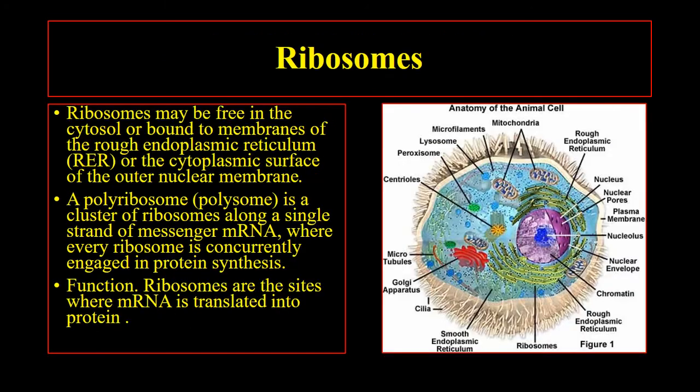Ribosomes may be free in the cytosol or bound to membranes of the rough endoplasmic reticulum. We said so, in this situation the endoplasmic reticulum would be called rough endoplasmic reticulum, or the cytoplasmic surfaces of the outer nuclear membrane. A polyribosome or polysome is a cluster of ribosomes along a single strand of messenger mRNA, where every ribosome is concurrently engaged in protein synthesis.